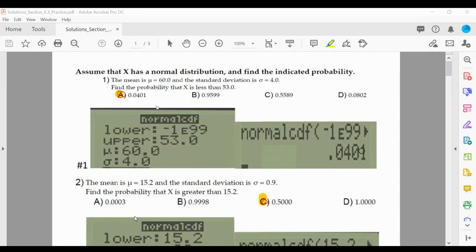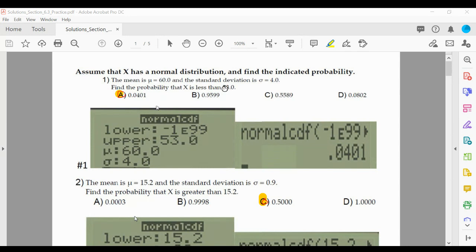If you're going in between two values, then you'll know the smaller number, the lower limit, and the upper value. All right, so number one, mean is 60, standard deviation is 4. Probability of X being less than. Less than means you're going to your left. How far to the left? To negative infinity, which is denoted by negative E99. Upper limit is where you're going to stop at 53.